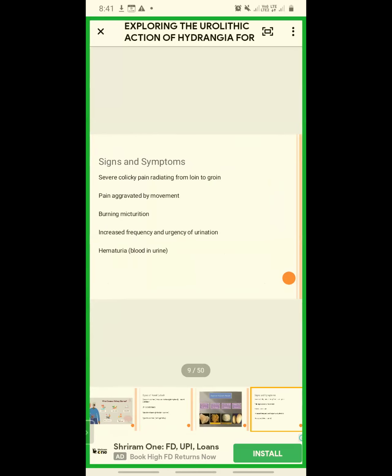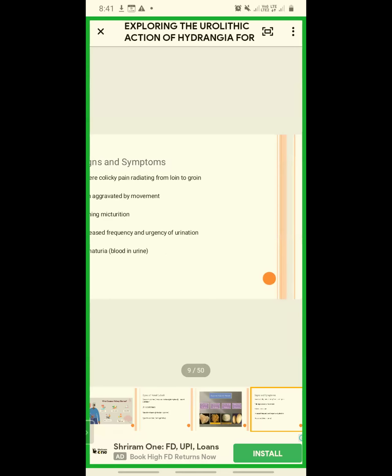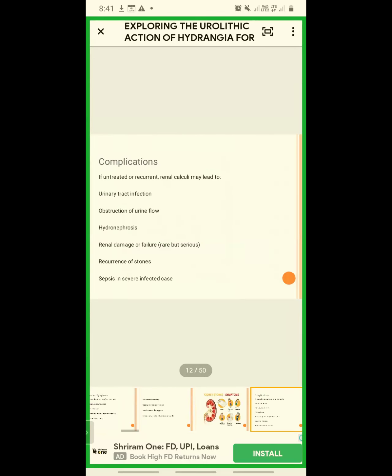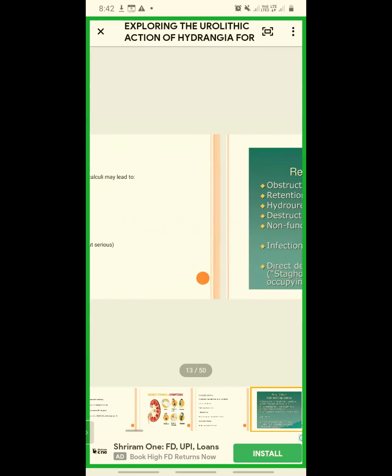So the signs and symptoms: there will be severe colicky pain radiating from the loin to the groin, and the pain will be aggravated by movement and by micturition. There is increased frequency and urgency of urination along with hematuria. Other symptoms include nausea and vomiting, scanty or interrupted urine, restlessness, and also fever and chills if infection is present. The most important complication, if untreated, may lead to urinary infection, urine outflow obstruction, hydroureter, hydronephrosis. In severe cases, it may lead to renal damage.